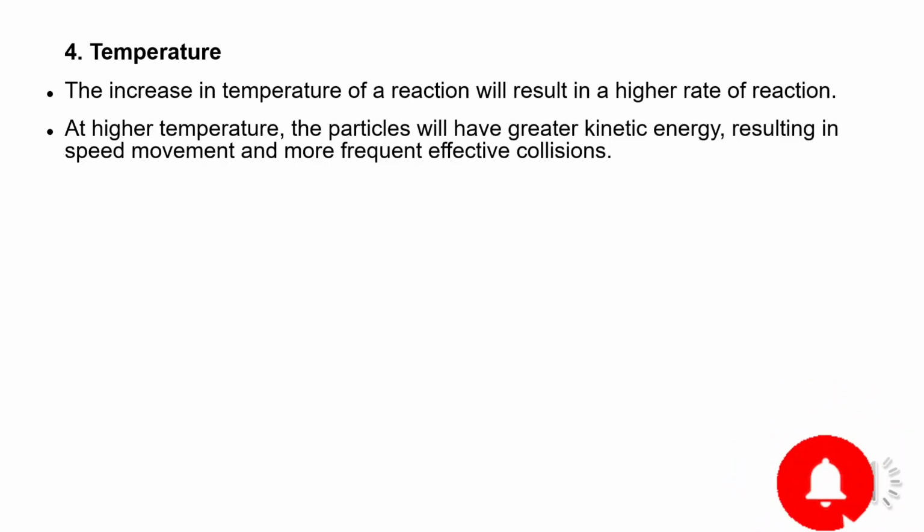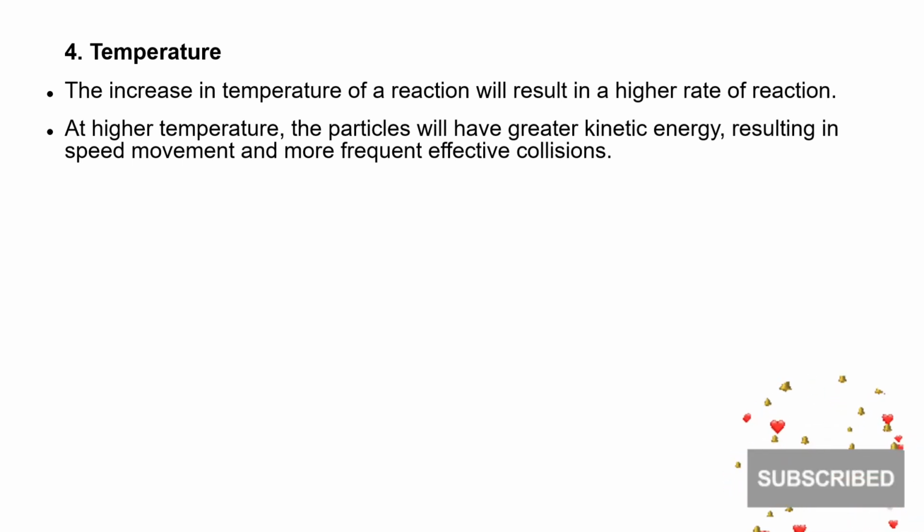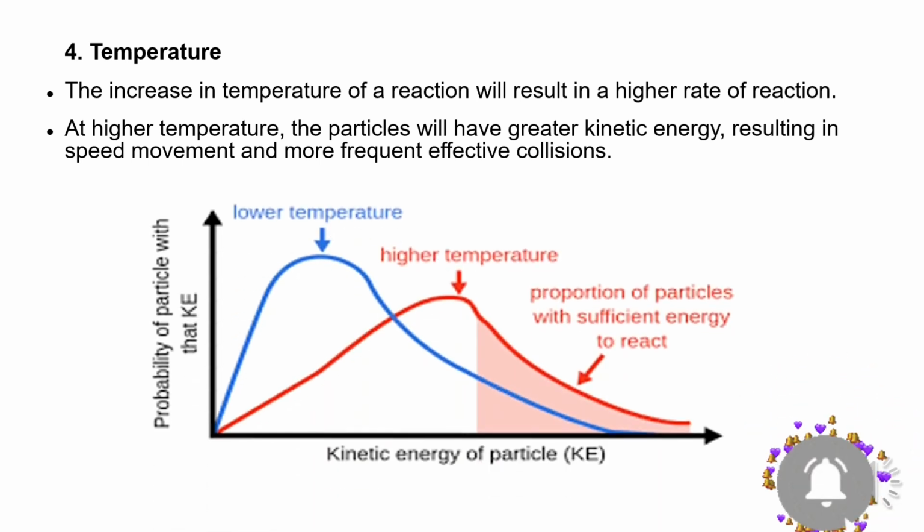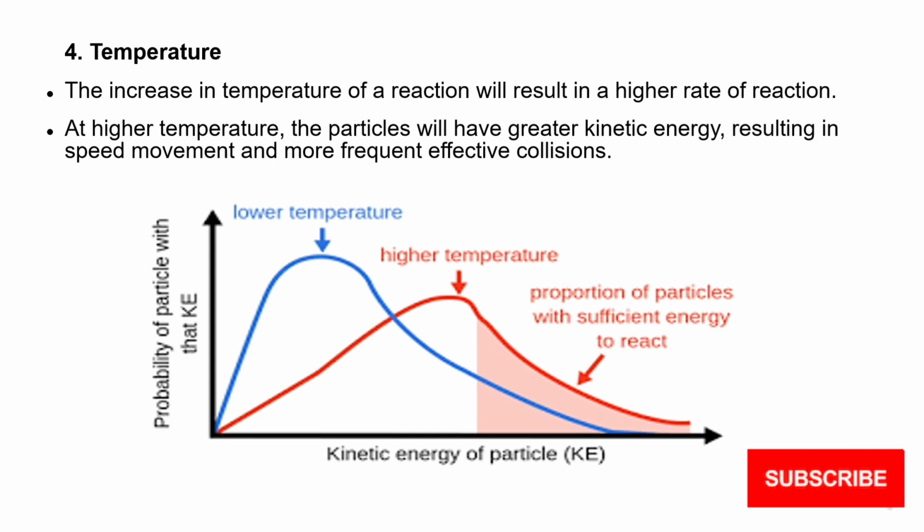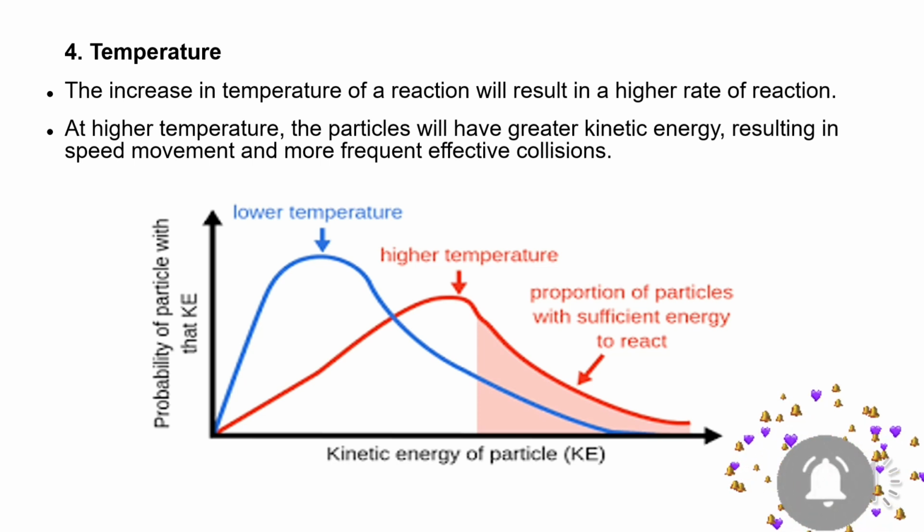It means that at higher temperature, the particles will have a greater kinetic energy, resulting in faster movement and more frequent effective collisions. So the higher the temperature, the more kinetic energy possessed by the particles, and that will result in frequent collisions. Now we look at the diagram here. When the kinetic energy is increased, there will be more particles with sufficient energy, and the proportion of collisions by the particles will increase as compared to particles that possess low kinetic energy.